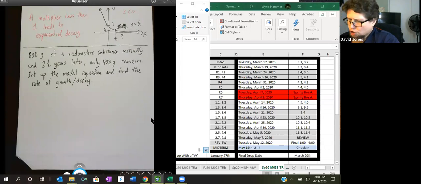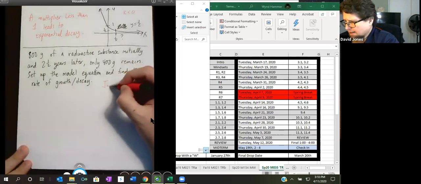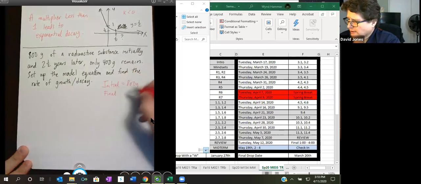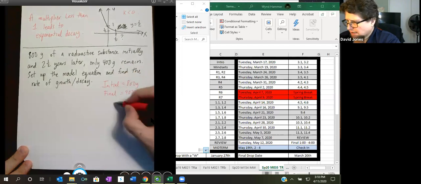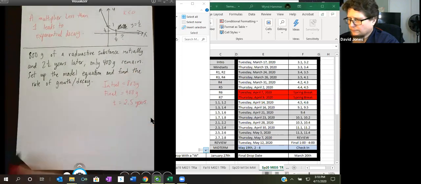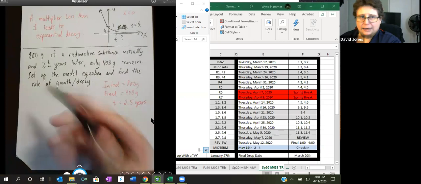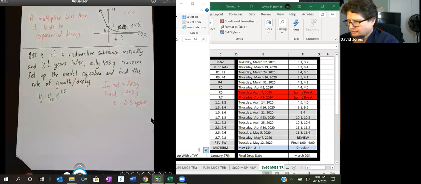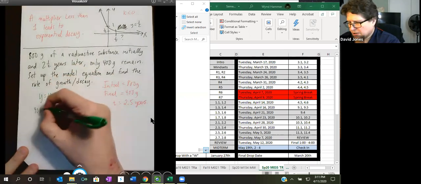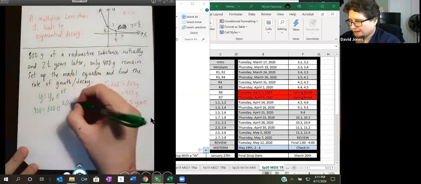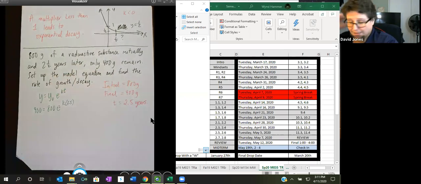So it looks like our starting value, initial, is 800 grams. Our final value is 400 grams. The time is 2.5 years. And we're building off of y equals y naught e to the kt. 400 is our final, 800 is our initial. We have e to the k times 2.5. This models it. That's our model equation.